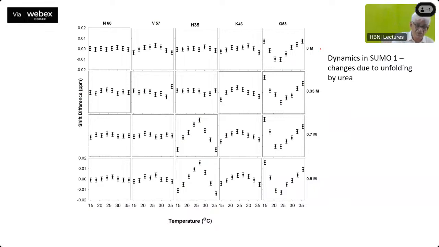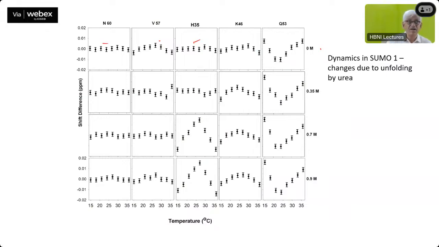Okay, now if you measure this temperature dependence here, you see the Q53 has substantial curvature. And these other residues don't have so much, except this 57 has something which is close. 40, for 35 is almost nothing. 46 is a little bit of this curvature, and 60 has almost nothing.